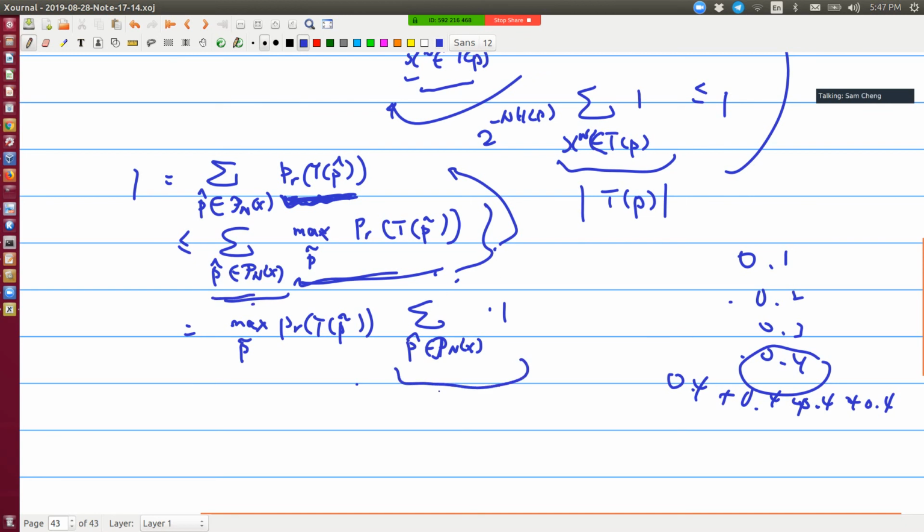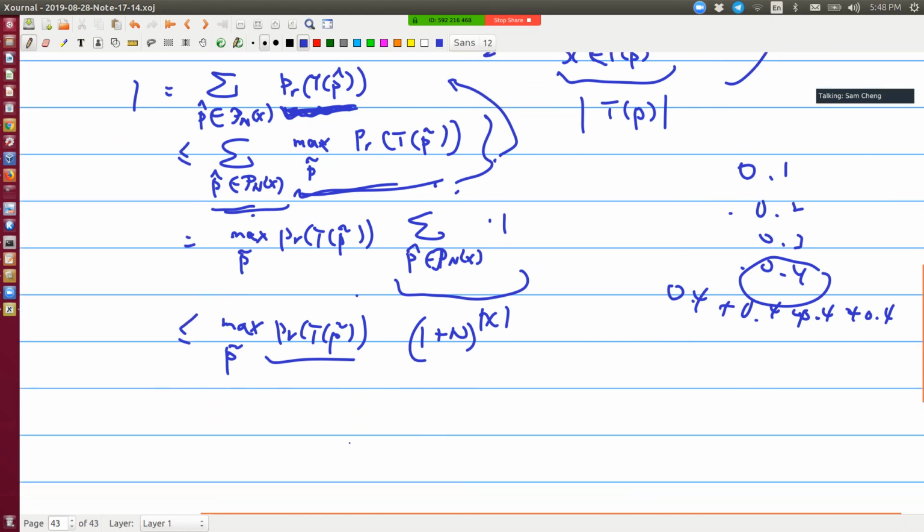pull it out. Then this sum now becomes just something like the number of types, right? We already described that the number of types is bounded by 1 plus n to the power of |X|. So therefore, this is bounded by this guy here. And for this guy, we're just looking at the probability of getting a particular type that is most probable. Of course, the most probable type is just the typical one, right? We know the probability for the typical one is just equal to 2 to the minus nHp.